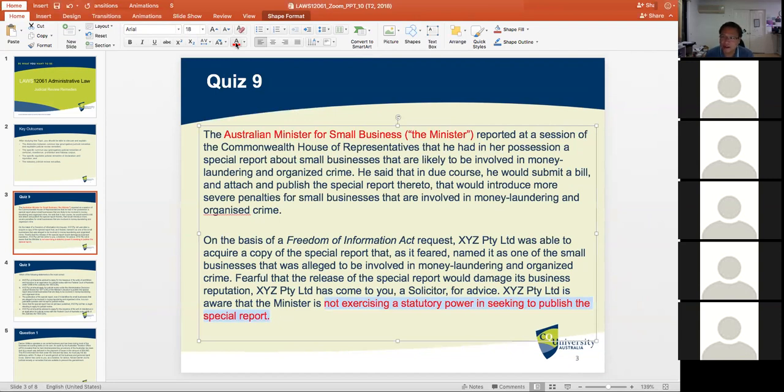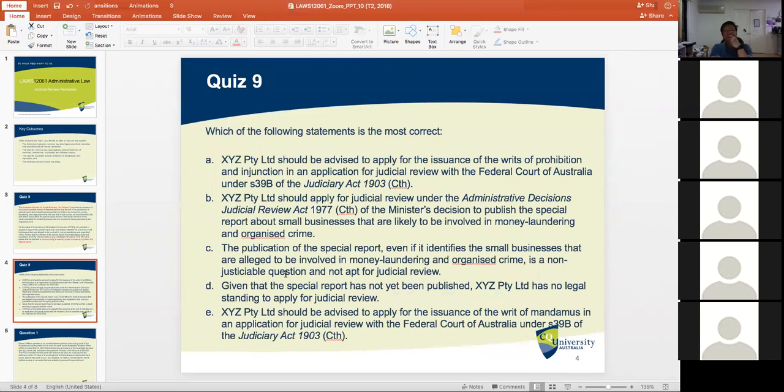Very good. So you got the answer there. It's very clear to everyone that when an executive is exercising an inherent executive power and it's not a statutory power that is being exercised, in other words, he's not relying on an enactment, therefore the ADJR Act is not available. So we already are able to knock off one of the answers there. Now, what else do we know about that?